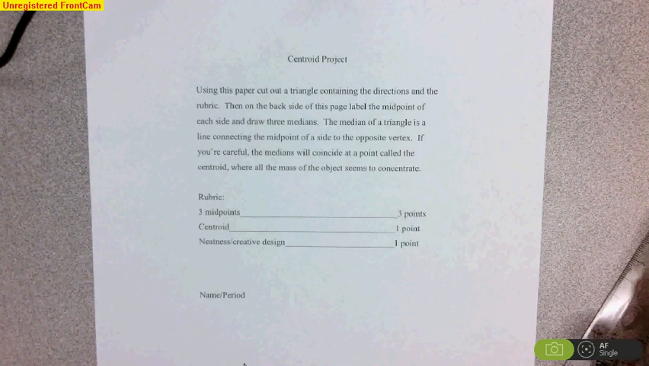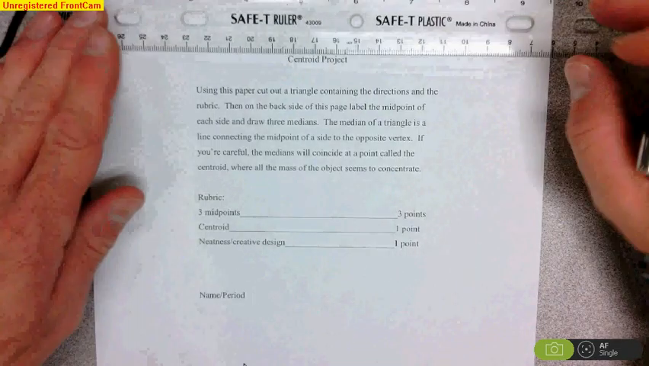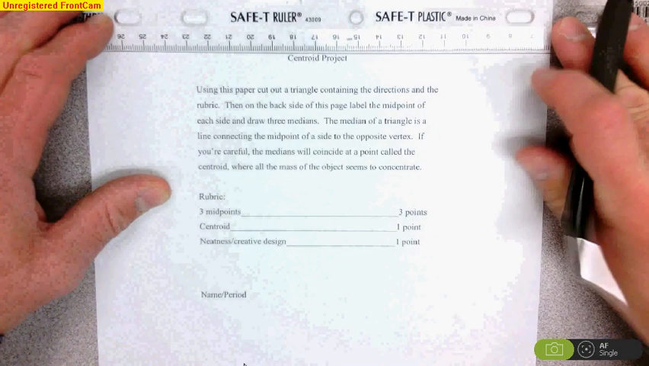It first says, using this piece of paper, we're going to cut out a triangle containing the directions. So I'm going to draw a line. It doesn't matter where you draw this line, there are many ways of doing this. I'm going to draw a line above the directions, straight across.